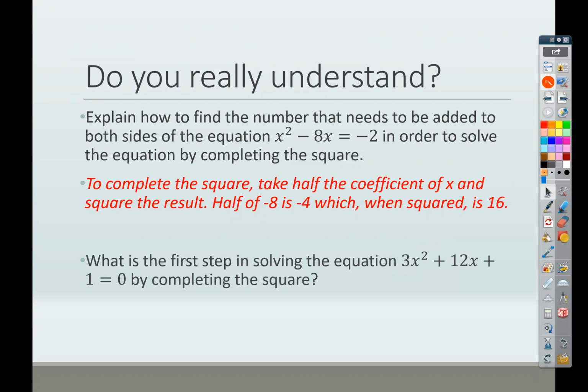What is the first step in solving the equation 3x squared plus 12x plus 1 equals 0 by completing the square? Divide both sides of the equation by 3. Now, you could have said subtract the 1 and then divide by 3. It would be the same thing either way.